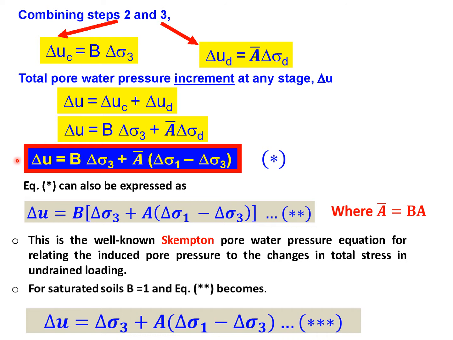Now this particular equation can also be expressed as this, and we have simply considered that A bar is equal to B into A, so we can write this equation like that. This is the well-known Skempton pore water pressure equation for relating the induced pore pressure to the changes in total stress in undrained loading. For saturated soils, B is equal to 1. The above mentioned equation can be transformed into this. So this is the equation ultimately you are getting.